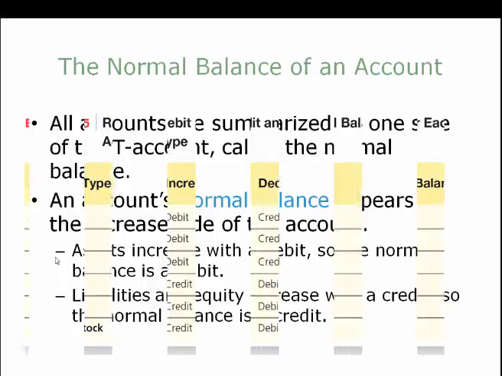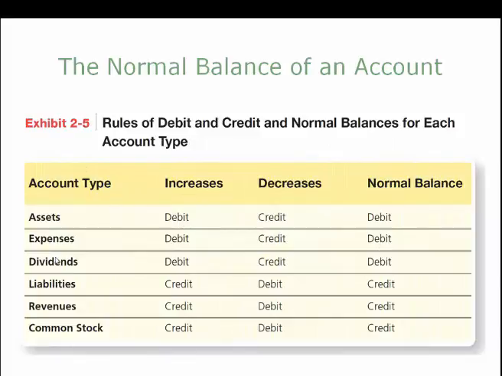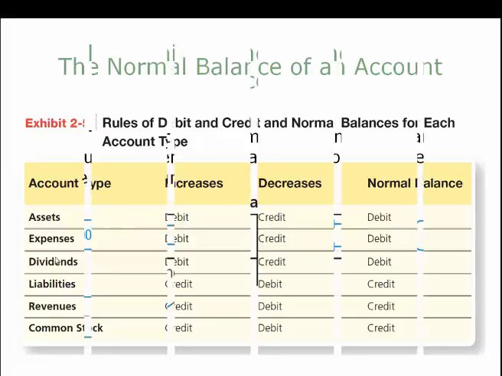And there's a table on Exhibit 2.5 that explains this to you. If you look at the increase column and the normal balance column, they're exactly the same. In this particular setup, they put the debit ones first and the credit ones second. I kind of like to put it more like the balance sheet, income statement model, but this works as well. So you can get an idea of what's what.